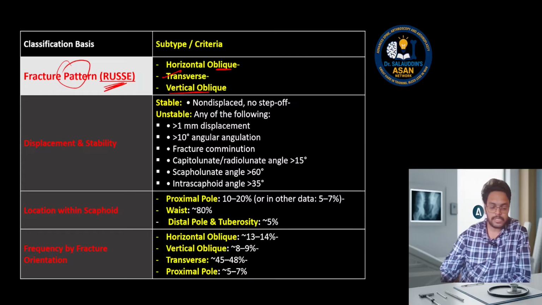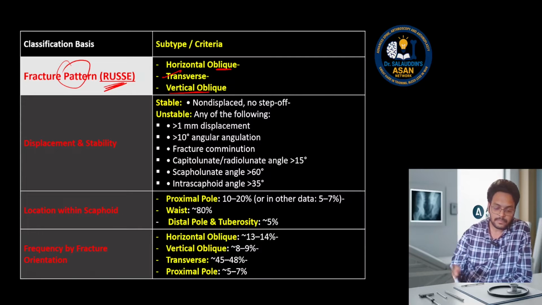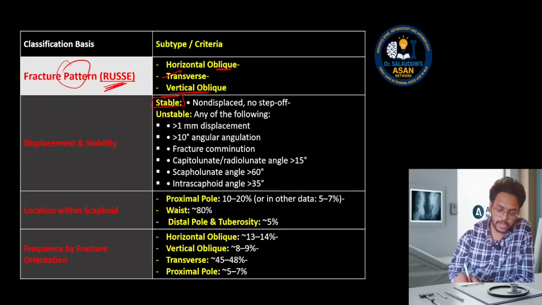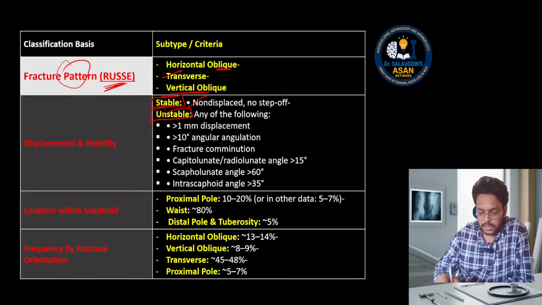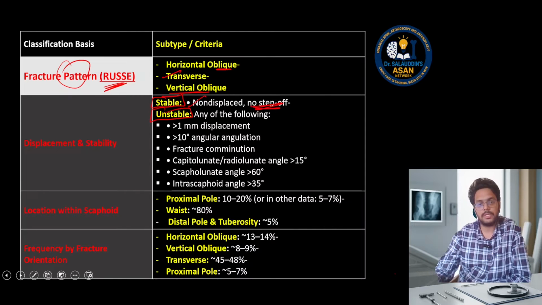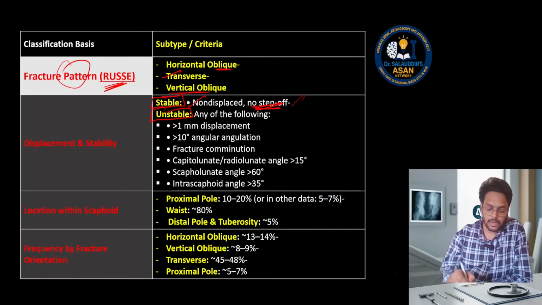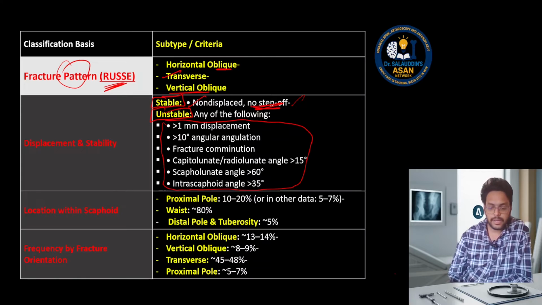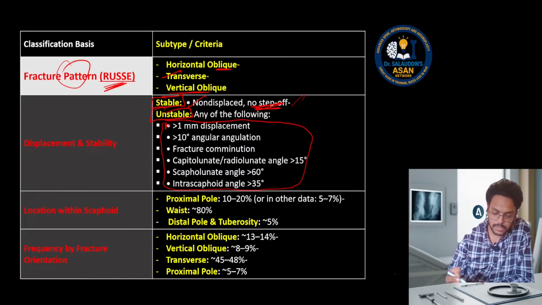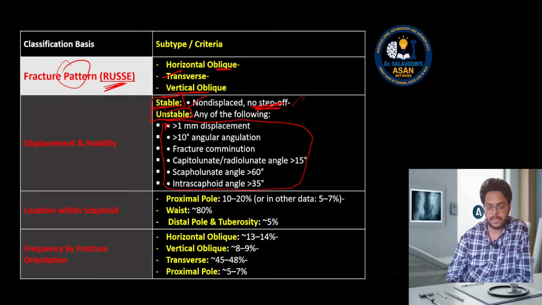Next, depending upon the displacement and the stability, there are stable and unstable fractures. An undisplaced fracture with no step off is a stable fracture. There are a few criteria to call the scaphoid fracture unstable. What are those criteria? Number one, if there is more than 1 mm of displacement. Number two, if there is more than 10 degrees of angulation between the fracture fragments.